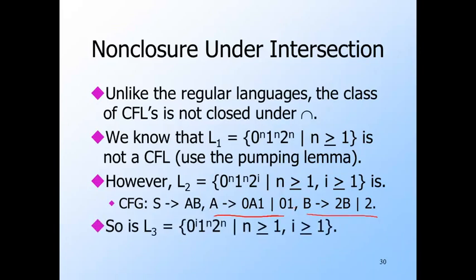Now let L3 be the set of strings in 0 star, 1 star, 2 star, with equal numbers of ones and twos and with any number of zeros. This language is also context-free, and the grammar for L3 uses the same ideas as the grammar we just showed for L2. But L1 is the intersection of context-free languages L2 and L3.